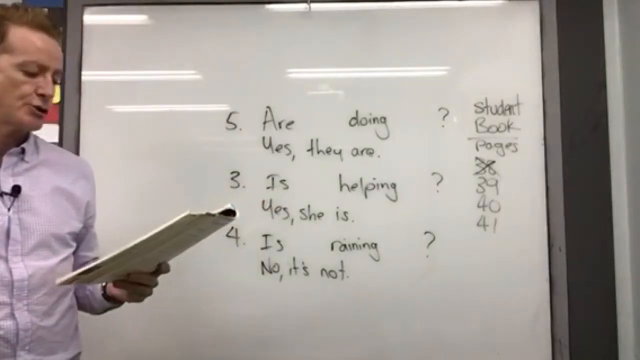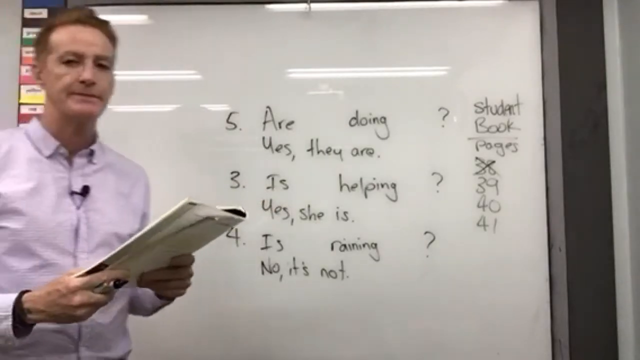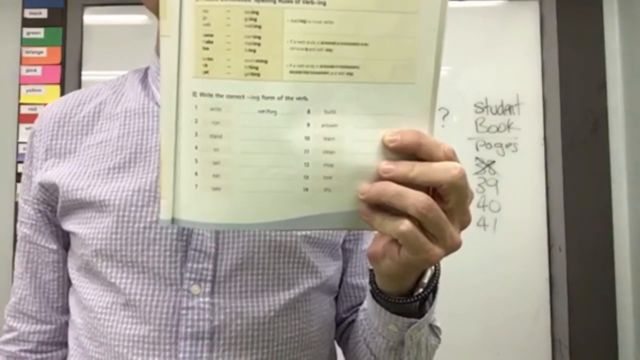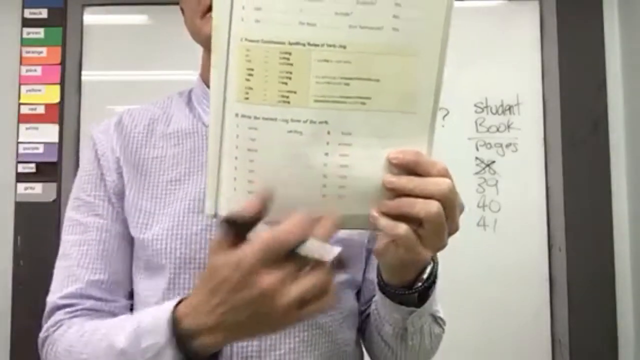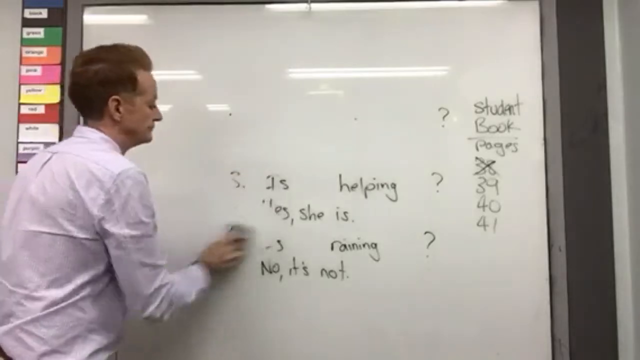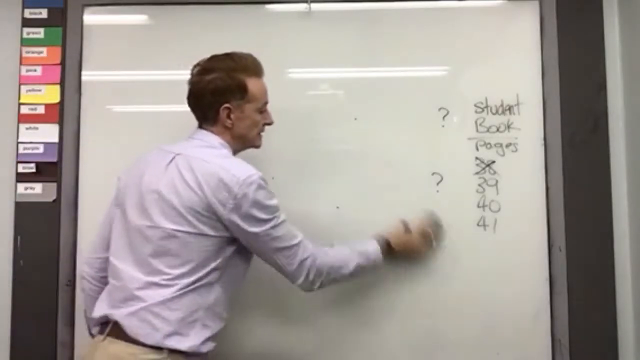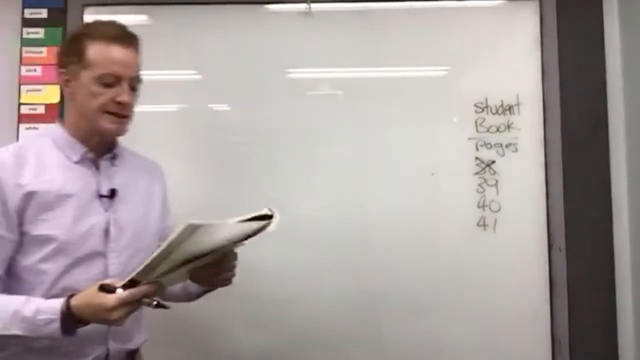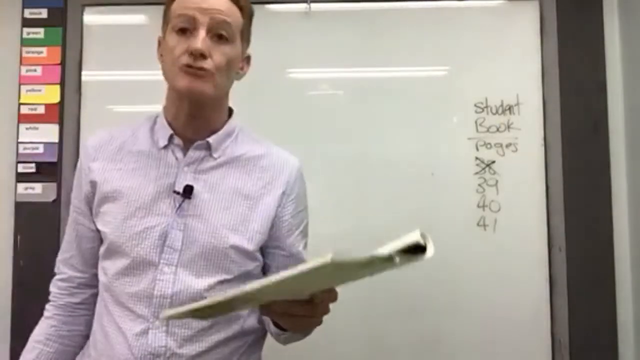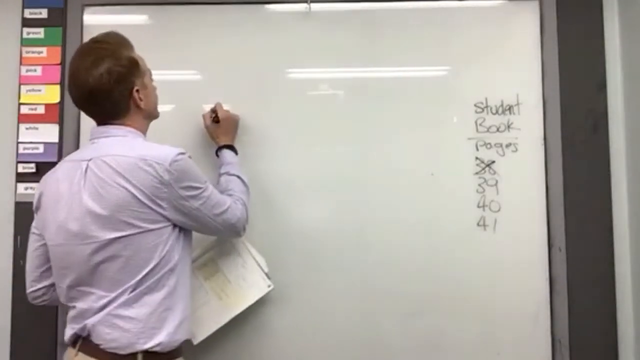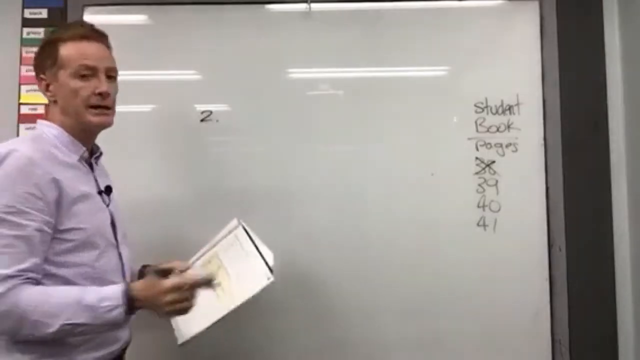Now let's move on to some spelling here. In this exercise we have to write the correct form of the verbs. So this is just a spelling test basically. So let's do them together. The first one is already done for you. The first one is write, and it's writing. So number 2, run.